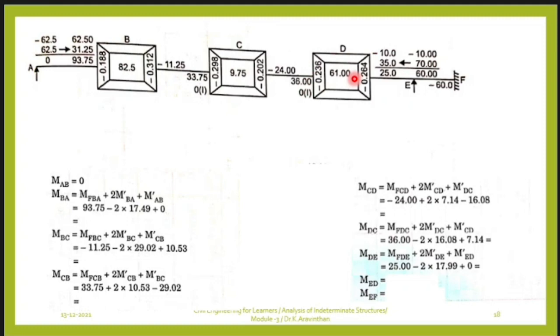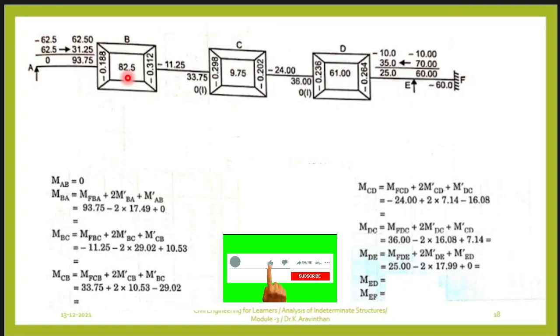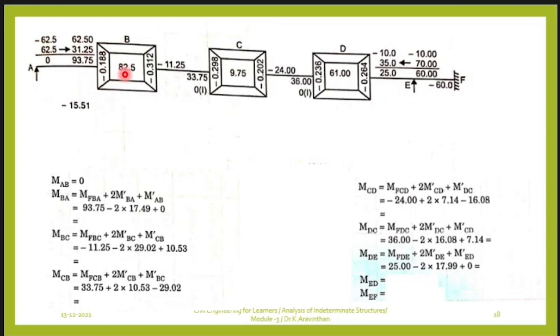So after that, how should you proceed? The simple way of understanding is 82.5 into rotation factor. What is the rotation factor? 0.188. What is your answer? 82.5 into 0.188, minus 15.51. Then multiply 82.5 by minus 0.312, minus 25.74.